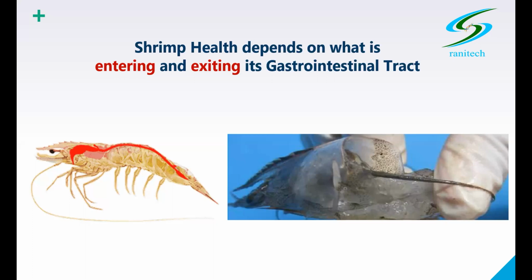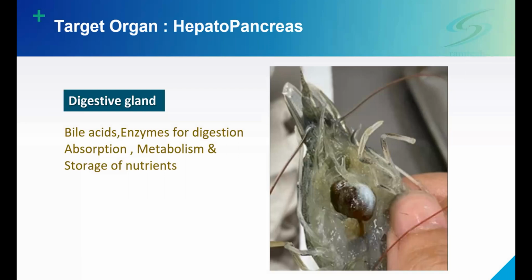The immune capacity of the shrimp is very, very less. So we have to take care about what shrimp is eating and what it is excreting generally. All the future infections can enter through the gastrointestinal tract. All the existing problems also, we can see that most of the problems are associated with the gastrointestinal tract. So once these infections enter, their target organ mostly is the hepatopancreas.